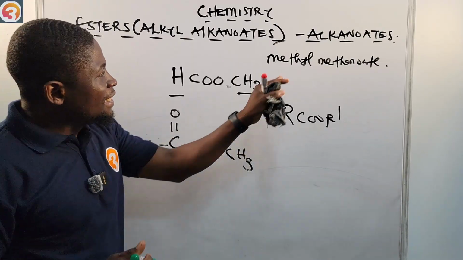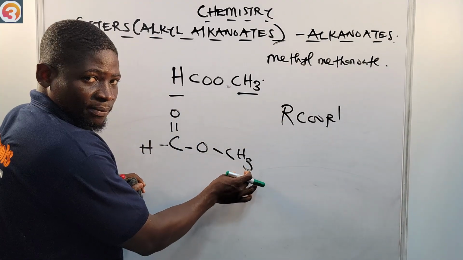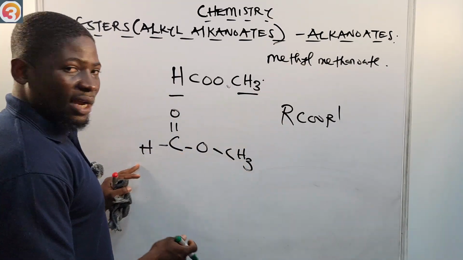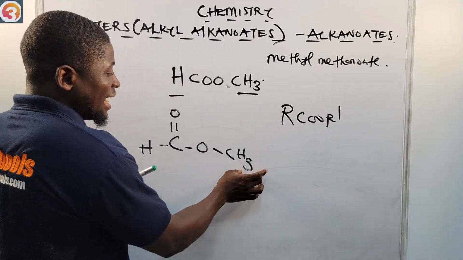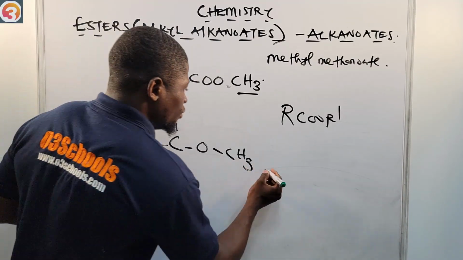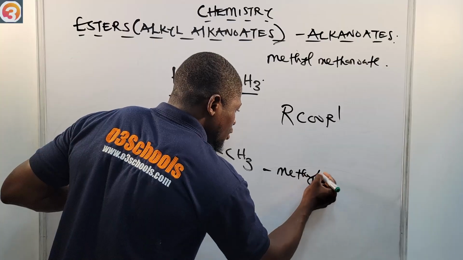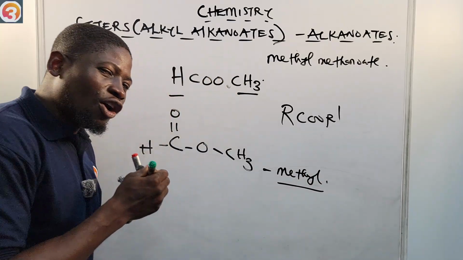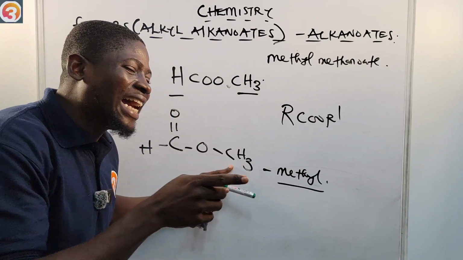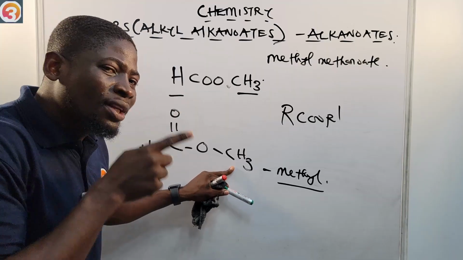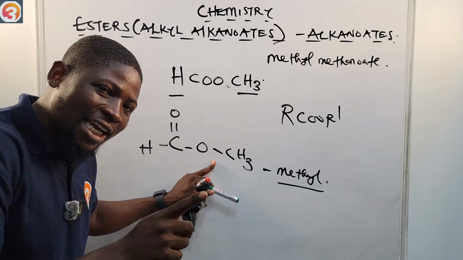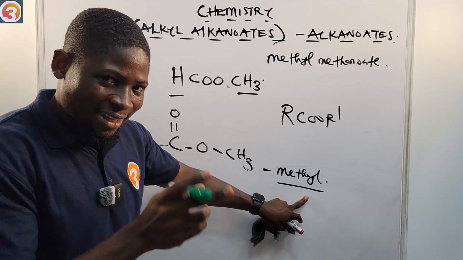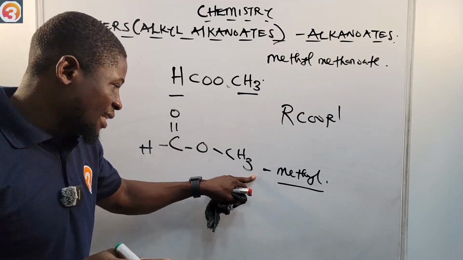So the name methyl came first, before the methanoate. There's one carbon this way, there's one carbon this way. The alkyl group here is methyl, and we call this one first. So it is the alkyl group that is bonded directly to the oxygen that is part of the continuous chain that we name first. So we name methyl first, then we come to the other side.